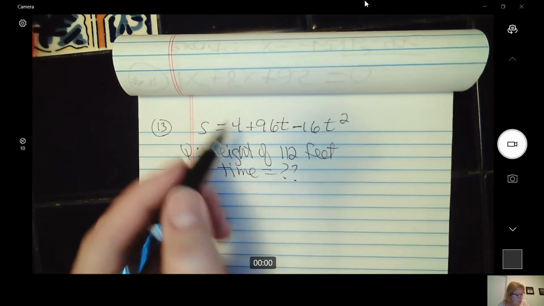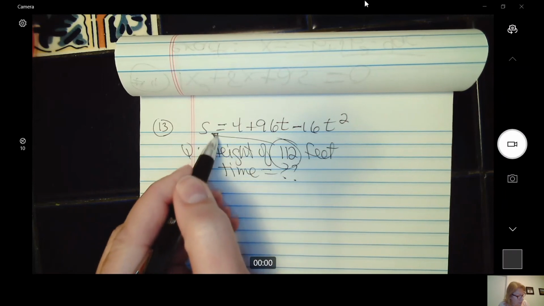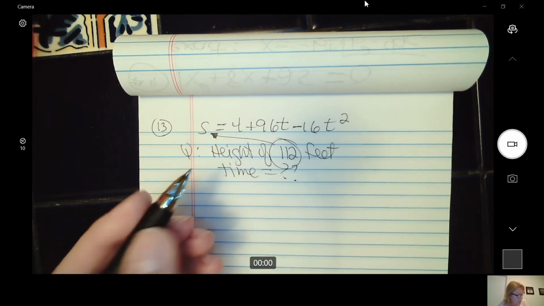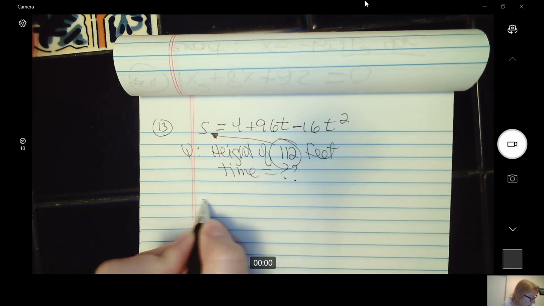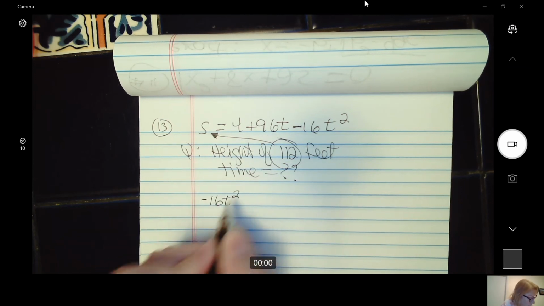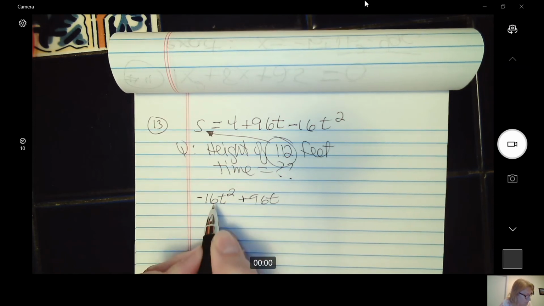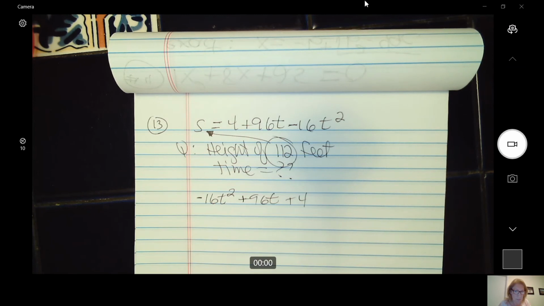All right, so if it's a height value that they give you, this is why we have to learn how to solve things, because a lot of times they give us an output and we're trying to work backwards and figure out what the input would be. So if we want to know when is it 112 feet, I'm going to write that out. I'm actually going to rearrange my terms so that it looks more like our standard order of terms for a quadratic function. So I'm going to write the squared term first and the constant term last, just switching the first and third terms around.